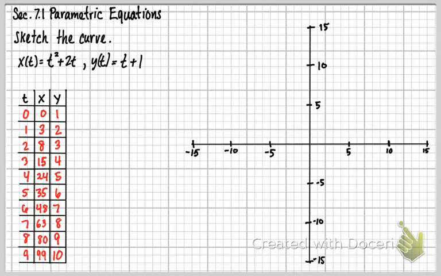So the first point is (0, 1), so that's going to be here. Then our next point is (3, 2), so that's going to be over 3 and up 2, so it'll be here. And then the next one is (8, 3), so that'll be there. And the last one we're going to do is (15, 4), so that's going to be here. Now those are our first 4 points.